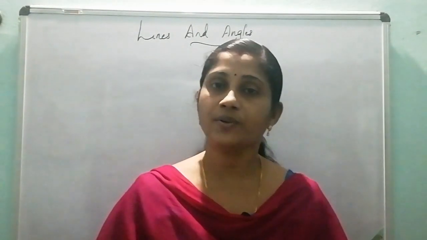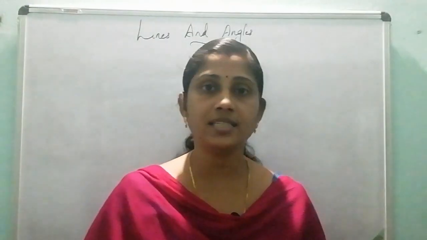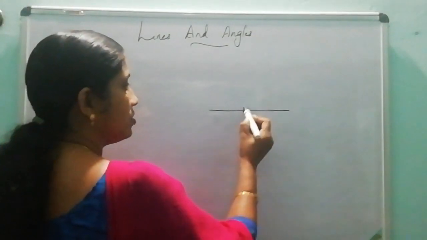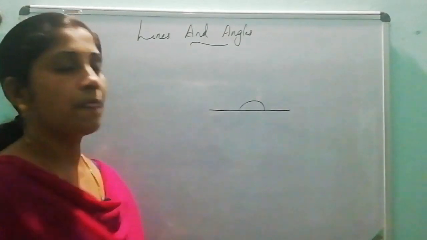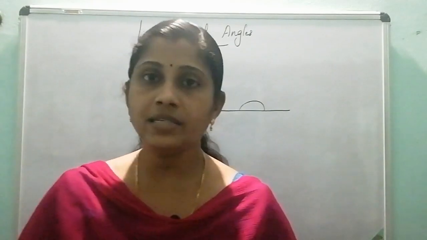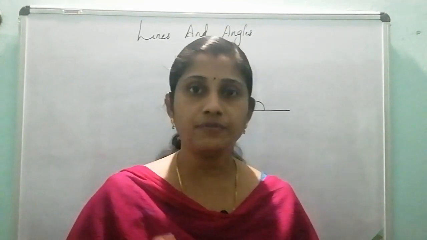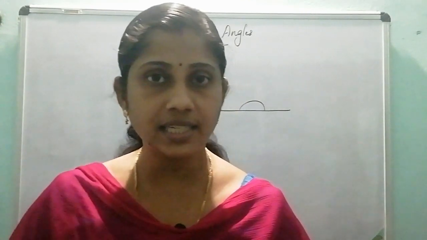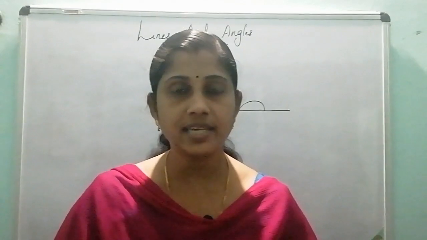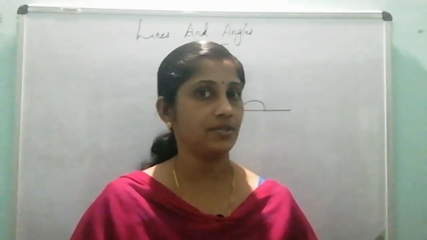Then straight angle, that means the angle whose measurement is 180 degree, that is a line. The angle on a line is a straight angle, that is 180 degree. Then complementary angles. If the sum of two angles is 90 degree, then they are complementary angles. Then supplementary angles. If the sum of two angles is 180 degree, that is supplementary angles.